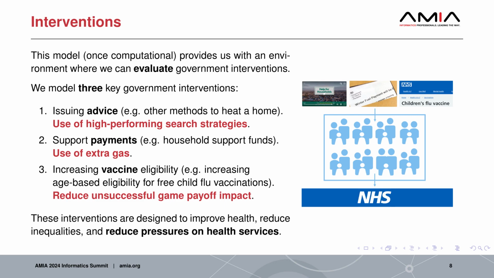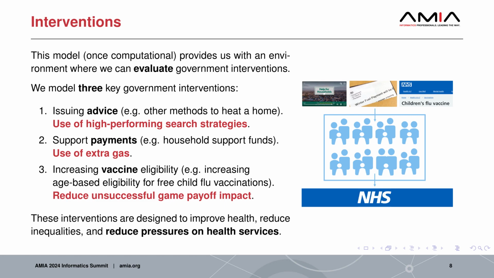The first is issuing advice. So, for example, mechanisms to heat a home that don't have a financial element to them. And we can reflect this in our game using high performing search strategies to reflect taking that advice. Next, we can model support payments in the UK. So, for example, household support funds. We can model this relatively naturally as giving our seekers extra gas.